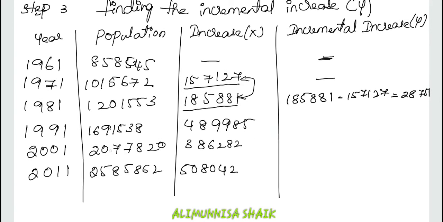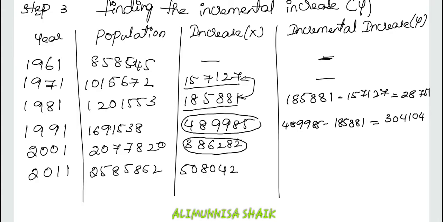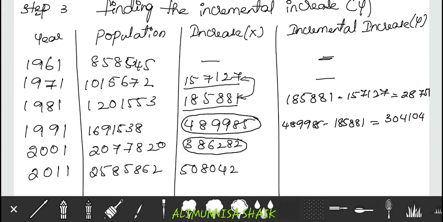So, when it comes to your year 1991, incremental increase will be 489985 minus 185881, and this will be equal to 304104. And in the year, as you can see over here, there is a decrease in the population rate. So, every year it was increasing, but in this year it decreased. During 2001 the value decreased.